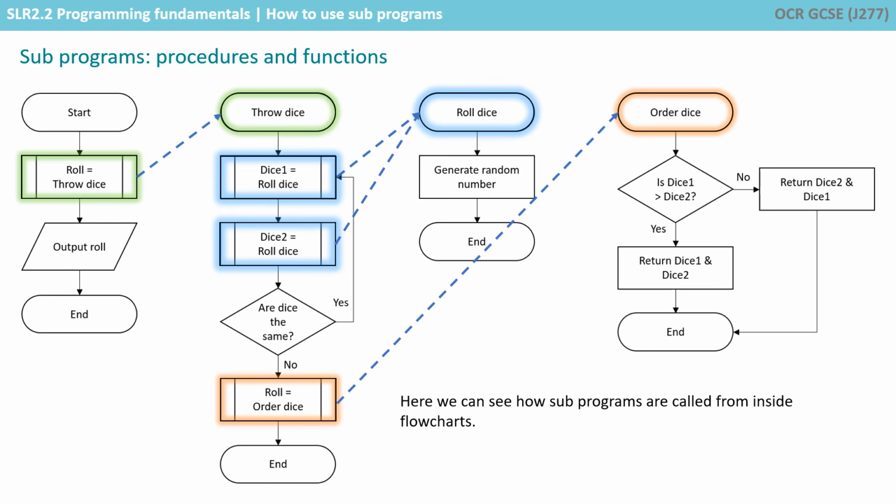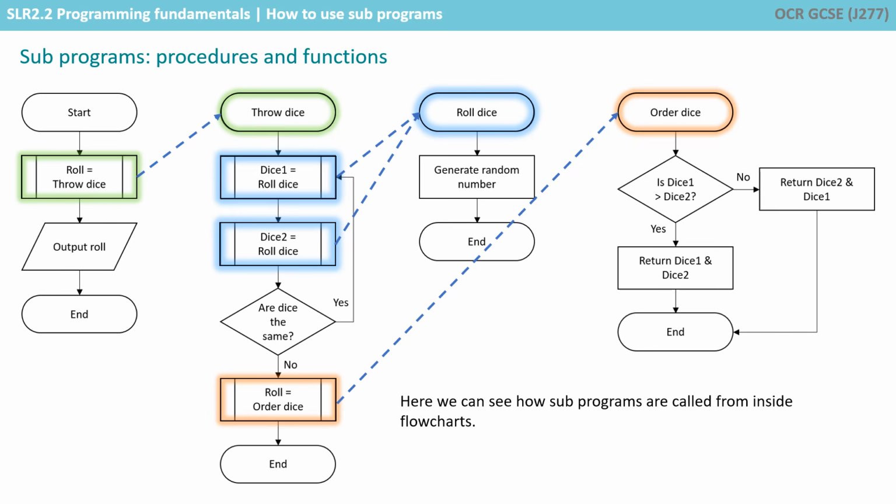Here we can see how subprograms are called from inside flowcharts. There's a specific symbol used in flowcharts which tells you that you need to jump off and start executing another flowchart. And when you reach the end of that flowchart, you'd return from the one that called it and carry on. So this is the flowchart for the previous program we showed you in Python. Pause the video for a second and just work through it slowly so you can see how you jump back and forwards between the different flowcharts as they're being called.